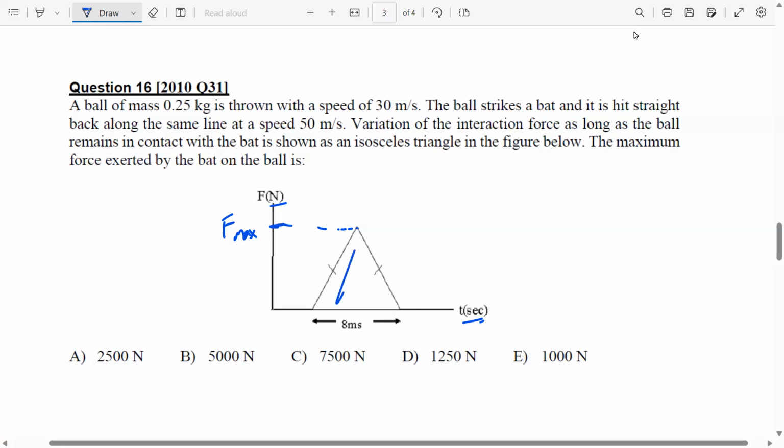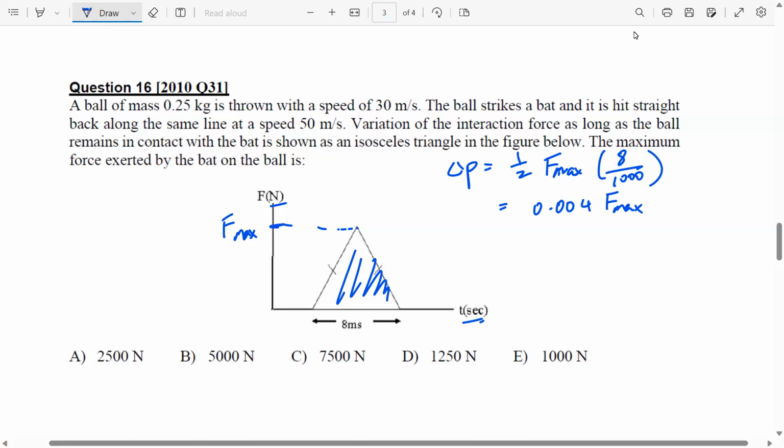So this change in momentum is the area under the graph, half F max times 8 milliseconds, 8 over 1000. So this is going to be 0.004 of F max. So that is the change in momentum.